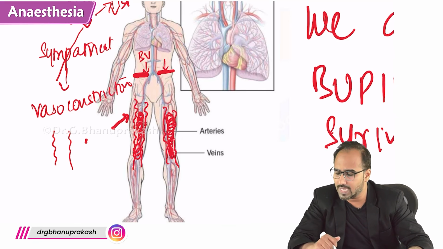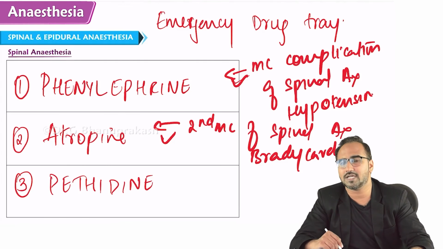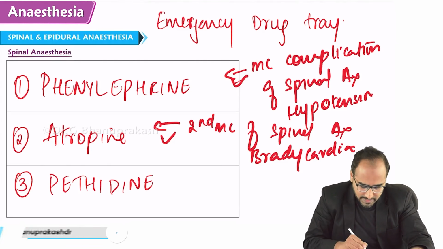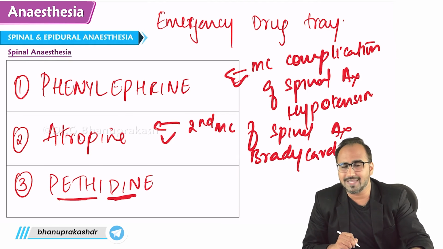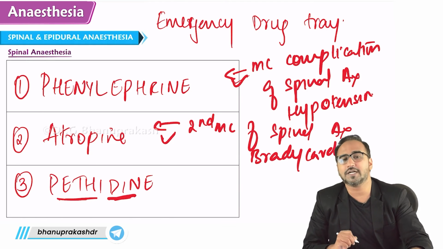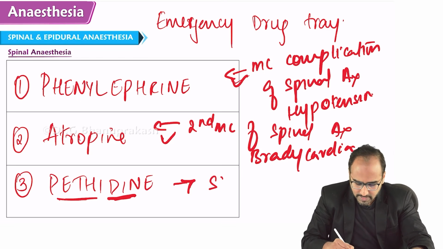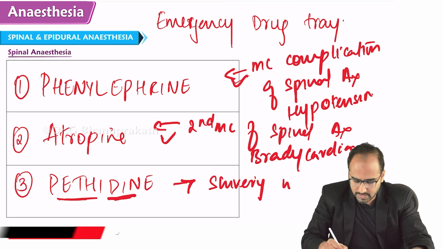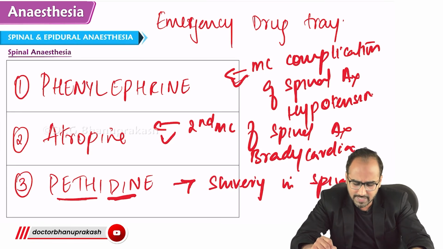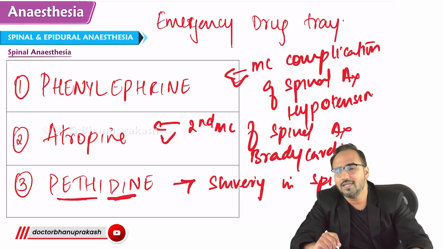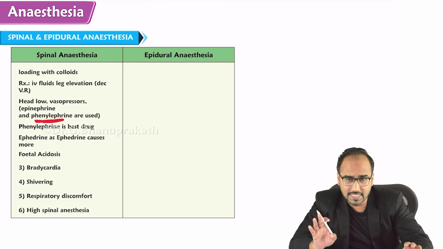Why? Because we are having the emergency drug tray. In the emergency drug tray, the third drug that we have kept is pethidine. Why did you keep pethidine? Pethidine is an opioid and is the drug of choice for management of shivering in spinal anesthesia. Right? That's regarding pethidine.